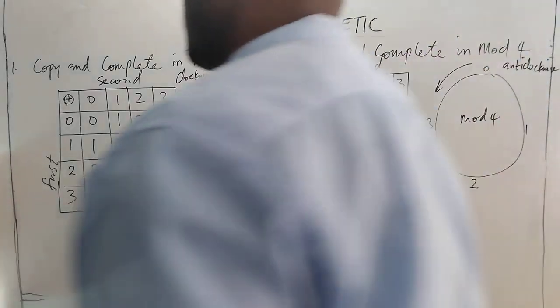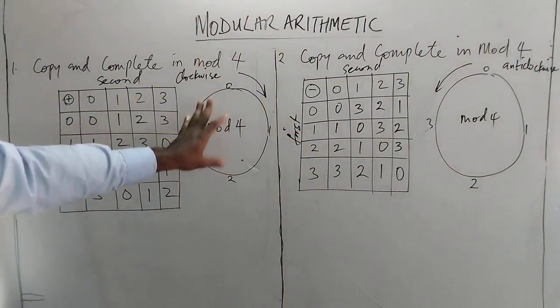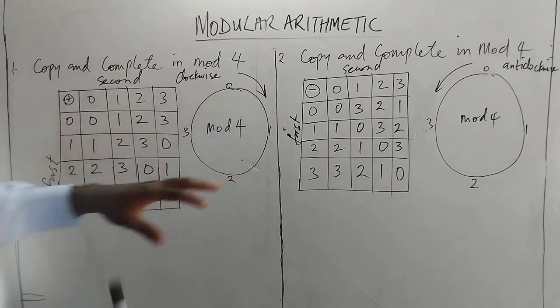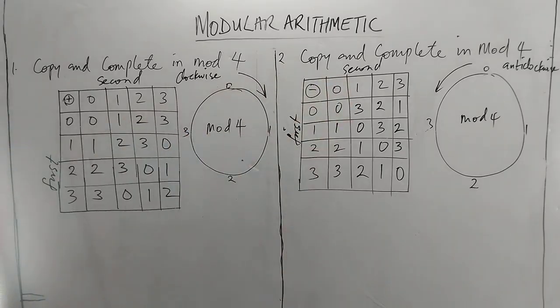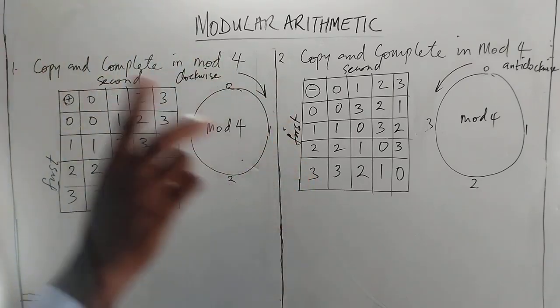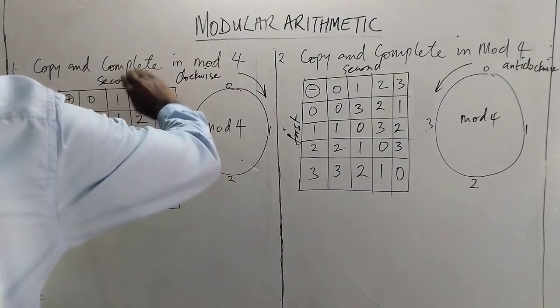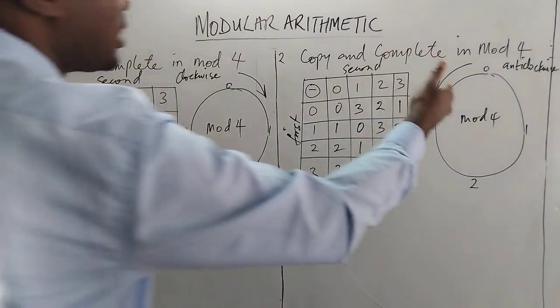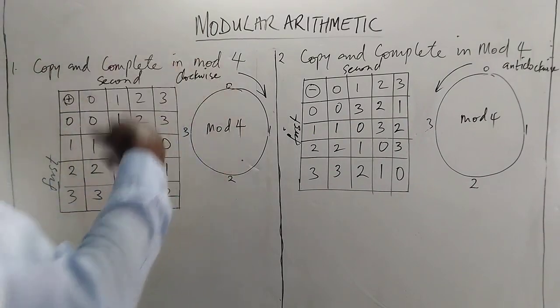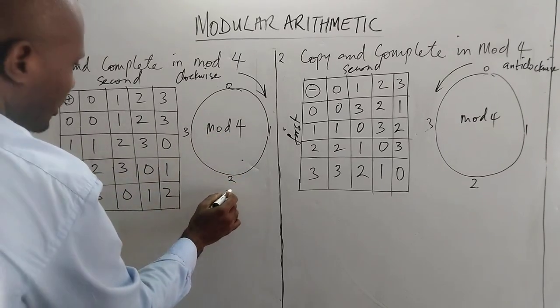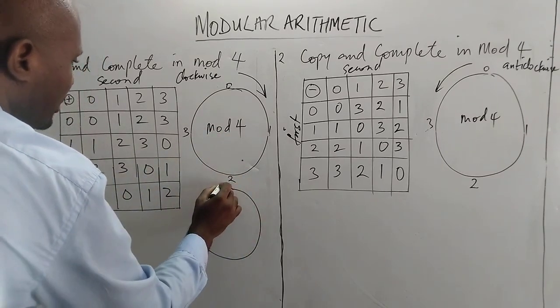So, in summary, we have seen that this method can help us complete any table in any mode given to us, whether it's addition or subtraction. But the difference is that addition is clockwise movement, while subtraction is anti-clockwise movement. Also remember that this is mode 4. For mode 5, the clock will not be exactly like this. Rather, it will be like this.